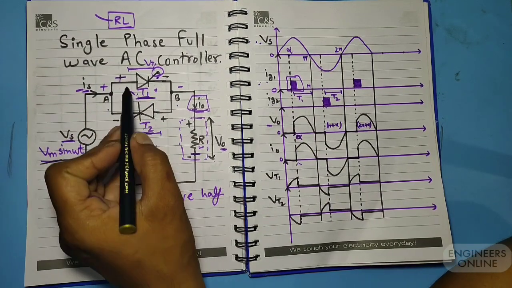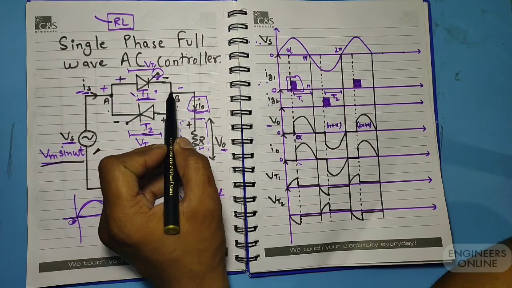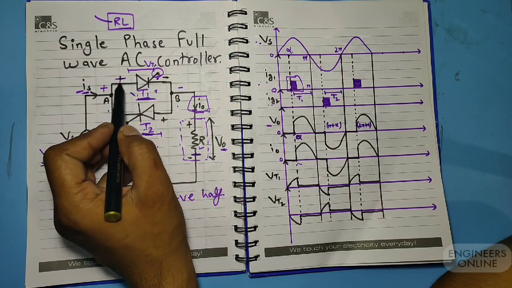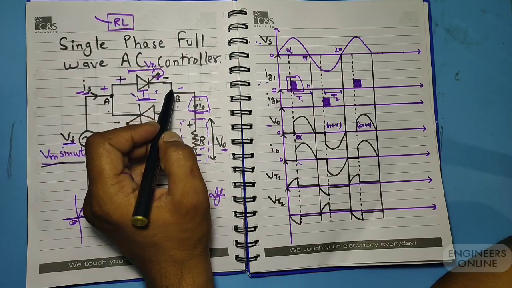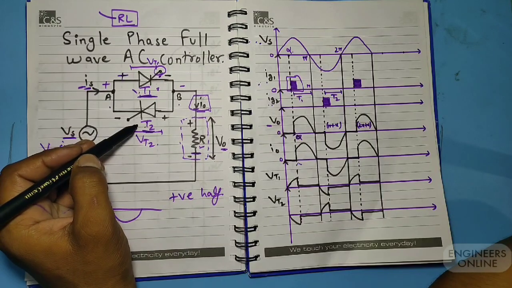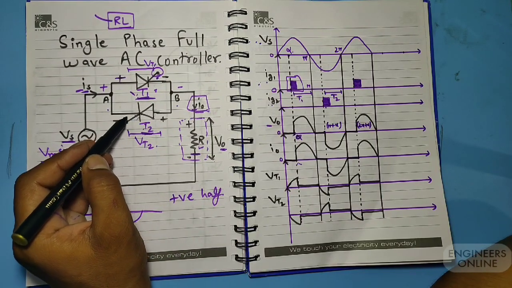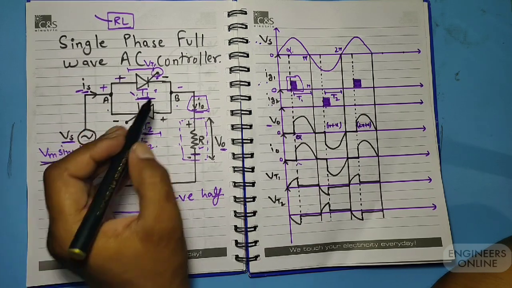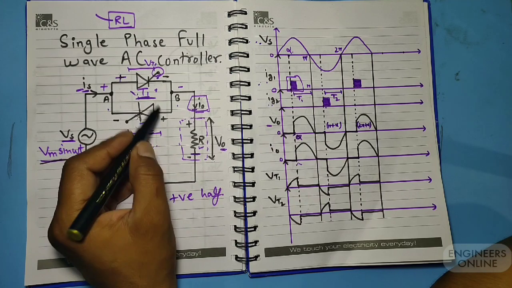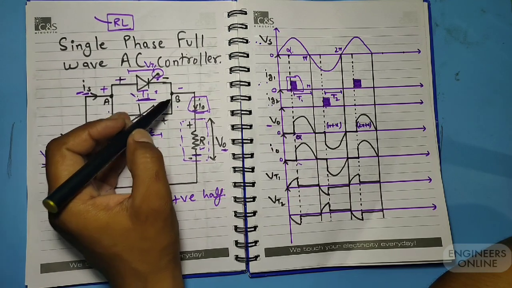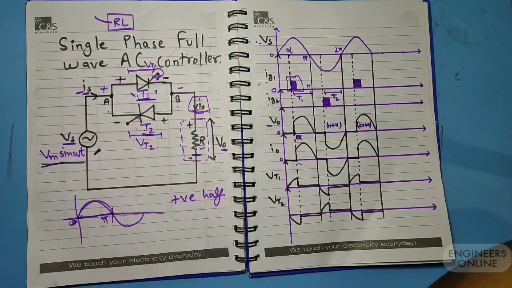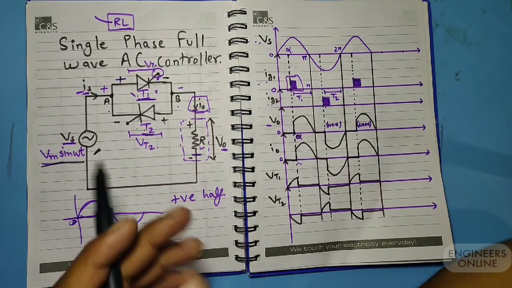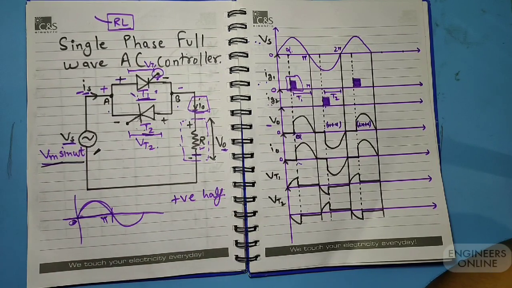Why anti-parallel? Let's see. This point is A and this point is B. The positive terminal of thyristor T1 is connected to A, and the negative terminal of thyristor T1 is connected to B. In the case of T2, the negative terminal is connected to point A, and the positive terminal is connected to B. So they are parallel to each other but anti-parallel, because they are connected in opposite polarity.